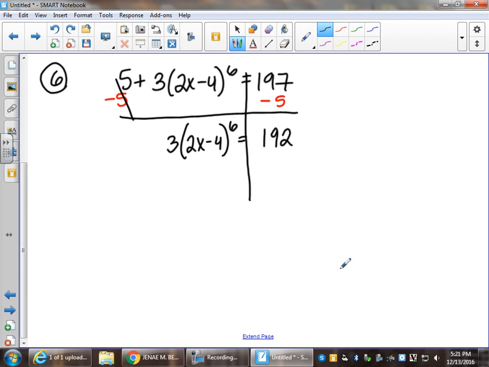If you're confident and you can finish this, go ahead and press pause and see if you can work towards the solution. A hint would be you're going to deal with that 3 next. See if you can finish it, and then we'll compare answers. Press pause.